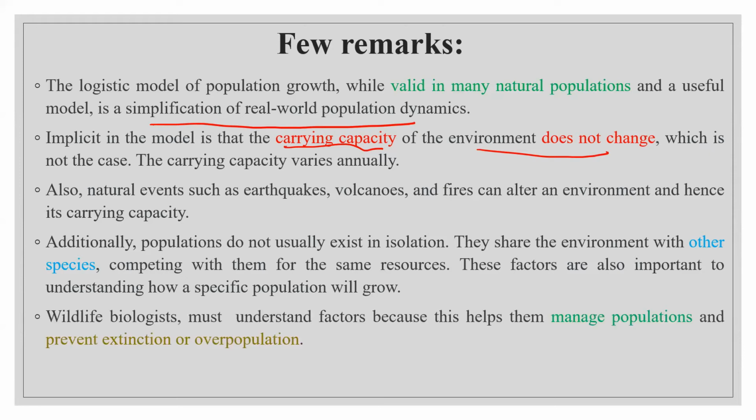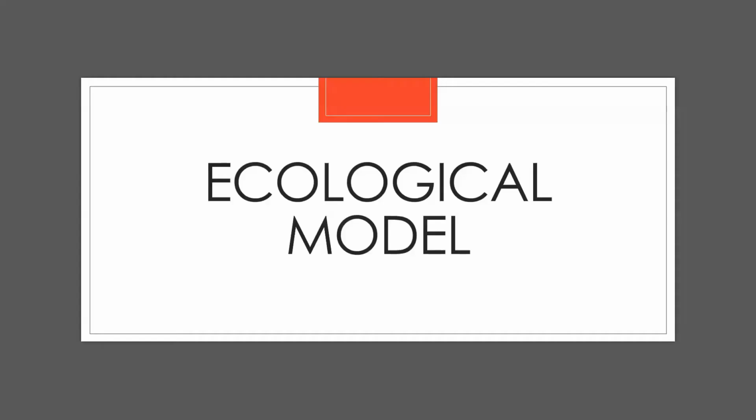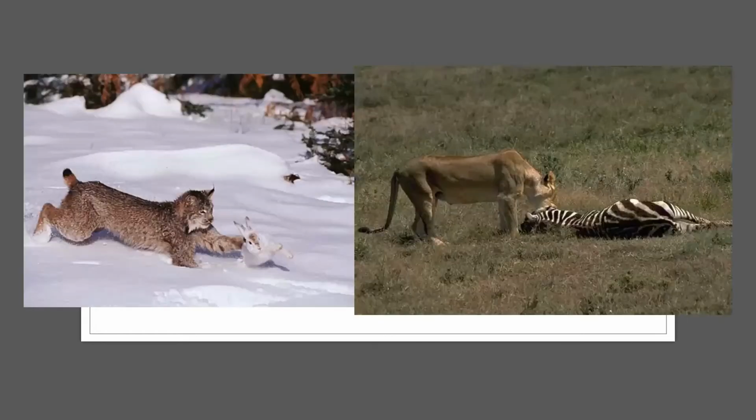But to the wildlife biologists who are actually concerned about managing the population and preventing extinction and overpopulation, all these factors should be understood and should be modeled properly. So now we will see an ecological model. Why am I discussing this ecological model? We have seen that in the previous case there was only one population we were talking about, but as I have told you, they do not exist all alone. They have to share their environment with other populations also.